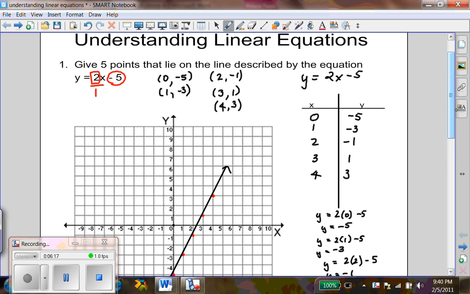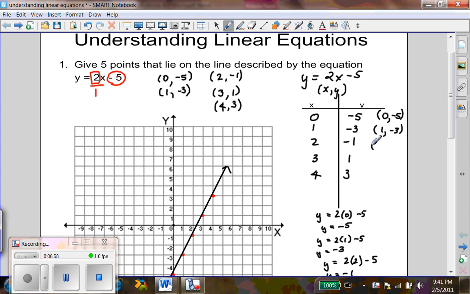Now, remember, every coordinate is made up of an x value and a y value. So each of these pairs of numbers that I have listed here are in fact, that's right, coordinates. This is x comma y. That means this right here, 0, negative 5, x is 0, y is negative 5, that is really the point 0, negative 5. You probably knew that by now, and that's a good thing. This pair right here, 1, negative 3, is the ordered pair 1, negative 3.